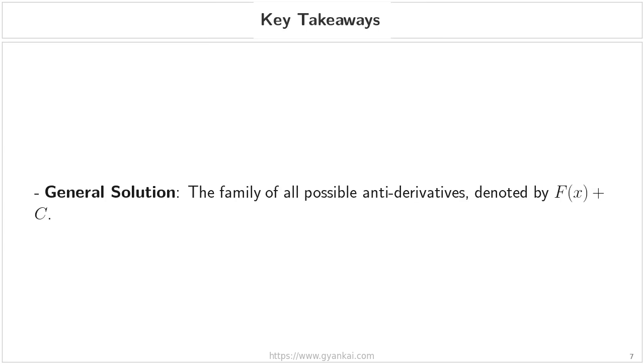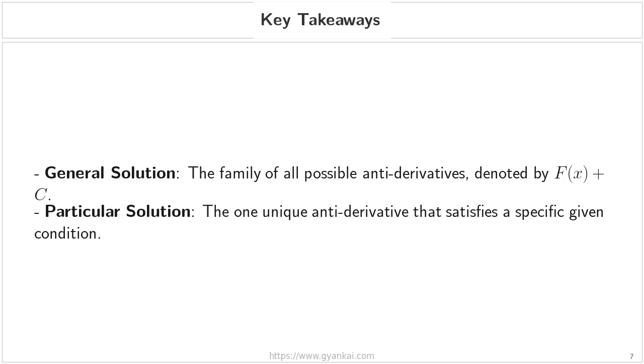Key takeaways. First, let's remember the general solution. This refers to the family of all possible antiderivatives of a function. When we perform indefinite integration, we always get a plus c at the end, right? That c represents any constant, so the general solution is written as f of x plus c, where f of x is some function and c is an arbitrary constant. Think of it as an infinite number of curves, all with the same shape but shifted up or down.